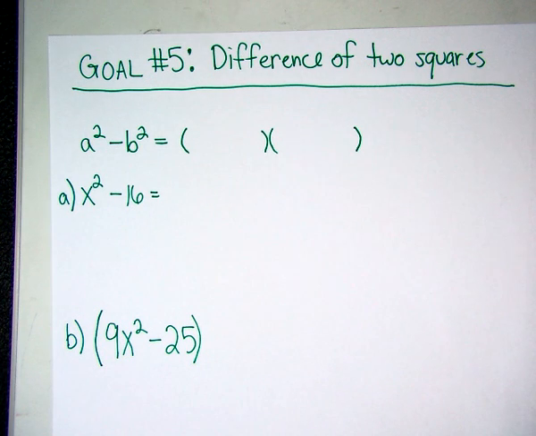This one is called the difference of two squares. I think that is by far the easiest goal in this unit, so hopefully you'll find it as easy. And I've only included just a couple of examples because most people get it rather quickly.